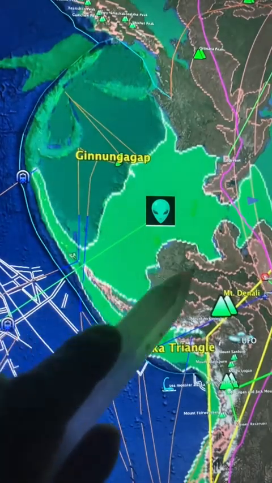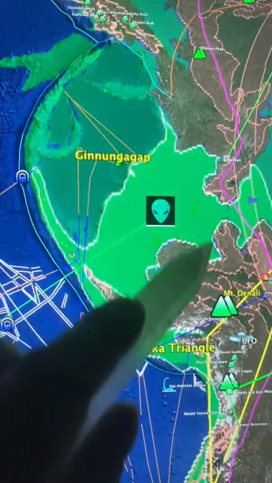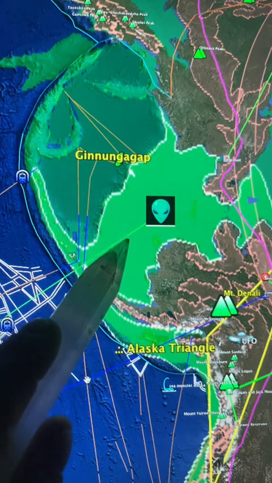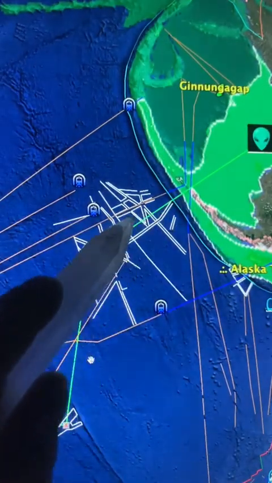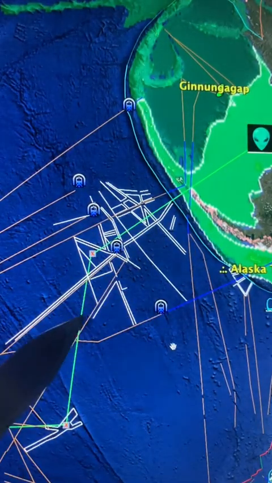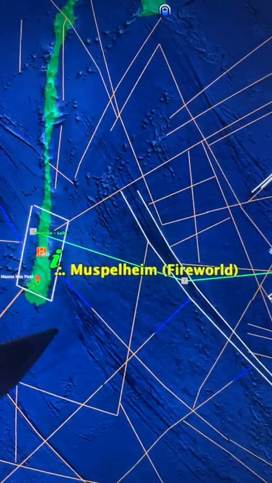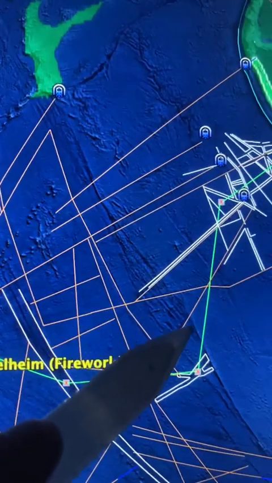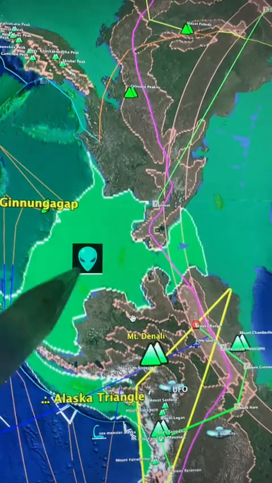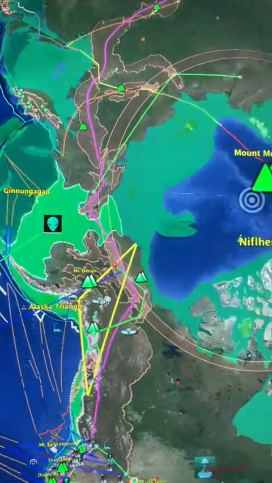For sure, here under these 2 continents is a big alien base. Why? Because, again, all this network of subways is connected. So there we have also big activity.